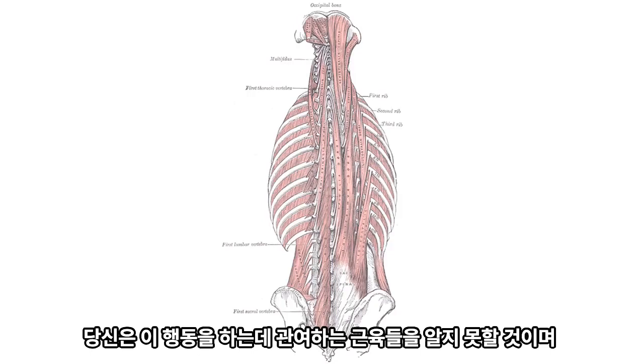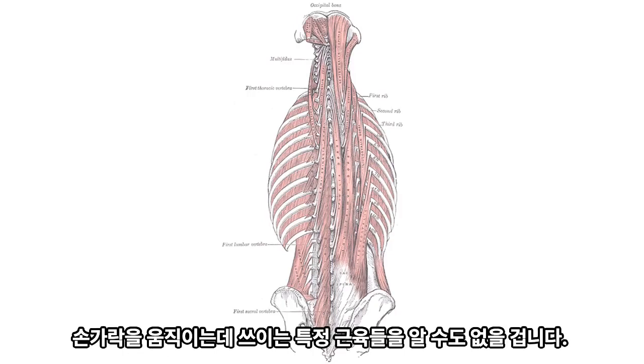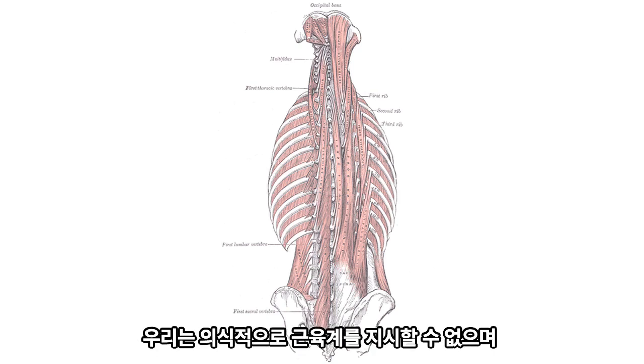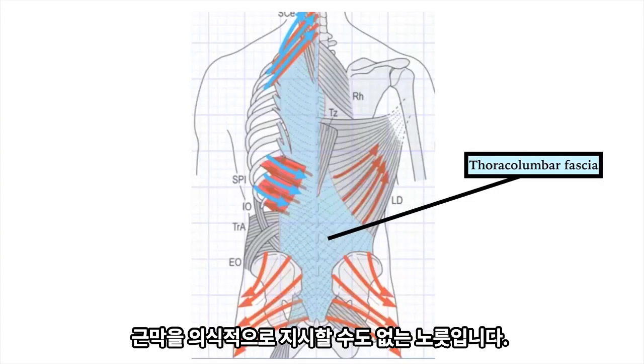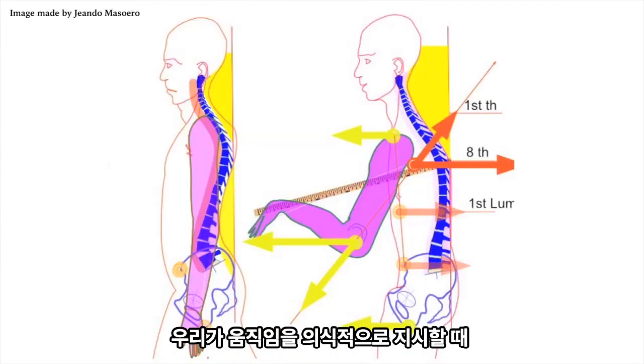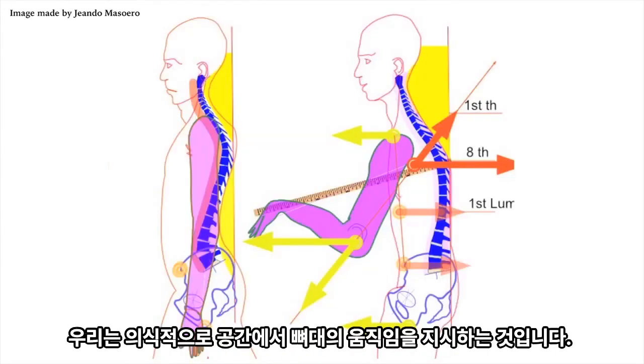You will not know all the muscles that were involved in that action, and you will not know what specific muscles you're pointing to or pointing with. We cannot really consciously direct our muscular system, and since we cannot directly control our fascia with our will, we will not be consciously directing our fascia either. When we consciously direct our movements, we are consciously directing the movement of the bony structures of our body in space.